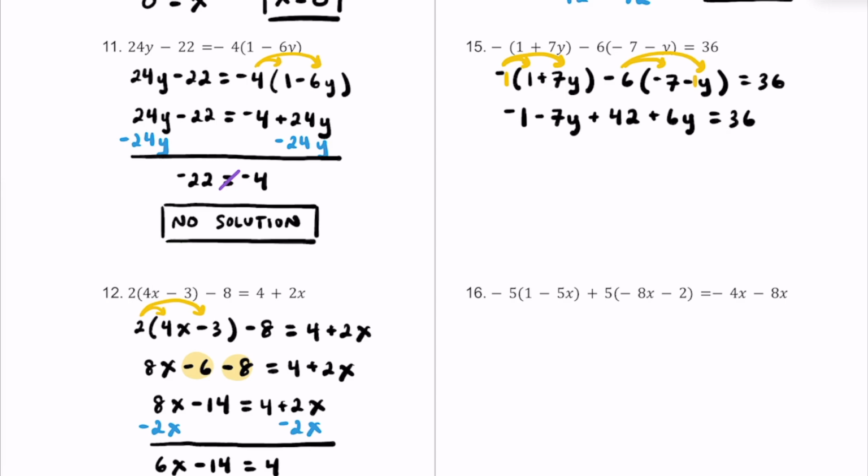And now it's time to just combine some like terms. On the left side, we've got some things that we can combine. So we have this negative 7y combined with this positive 6y. If we add those together, we're going to get negative 1y, or just negative y.